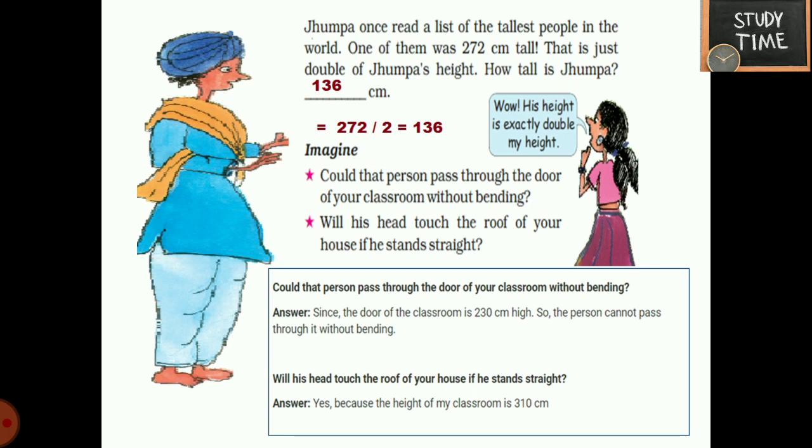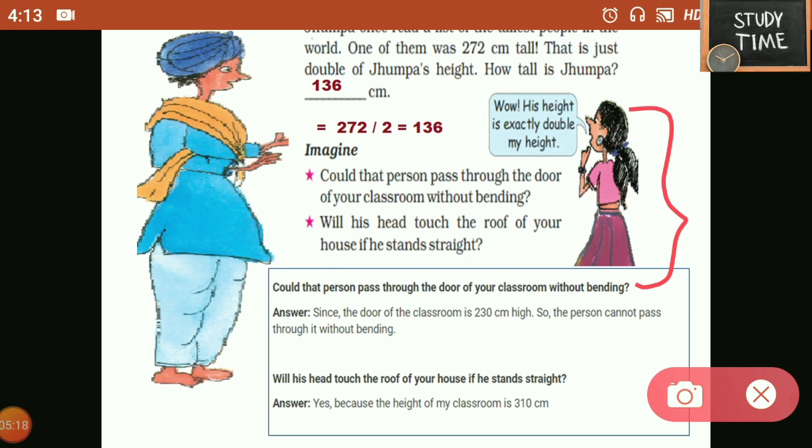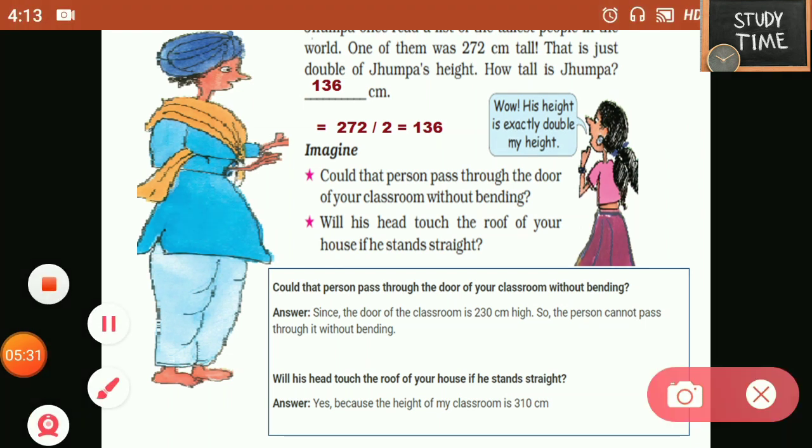Next, Jampa once read a list of the tallest people in the world. One of them was 272 centimeter tall. So this girl is Jampa. That tall person is double of Jampa's height. 272 centimeter. How tall is Jampa? So 272 divided by 2. So Jampa is 136 centimeter.